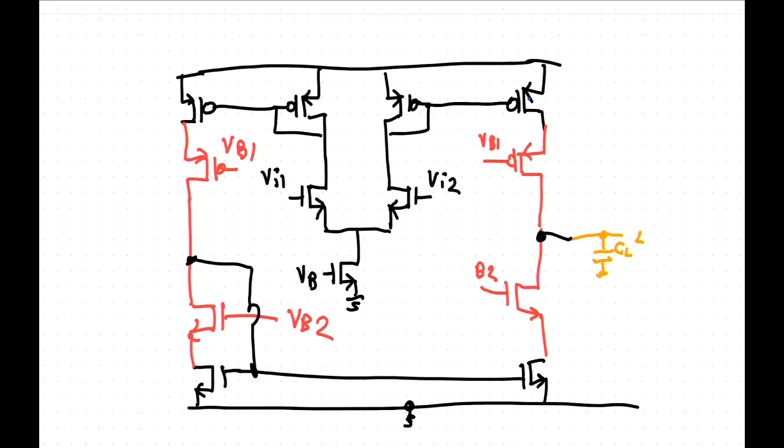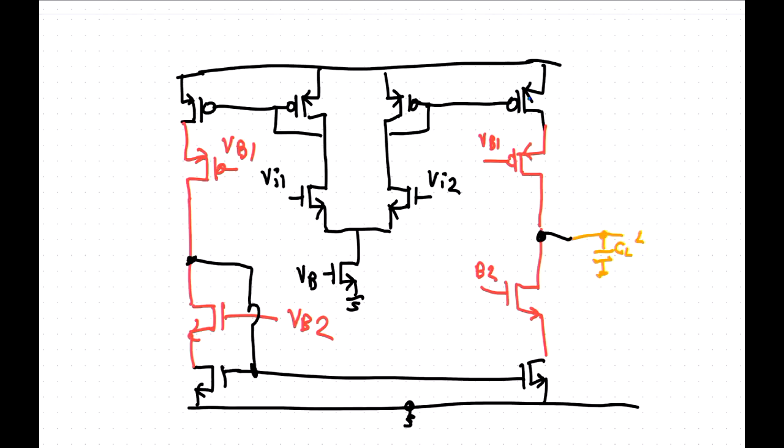Now, we probably know that fully differential circuits are better than single-ended circuits. Fully differential is better because you get twice the voltage swing. If you have two output nodes, they can swing between the two power supplies, so you can essentially have plus VDD and minus VDD at the output, whereas here we can only have VDD to ground.